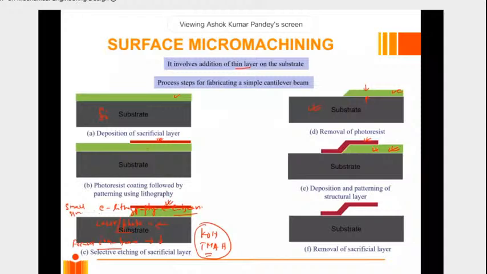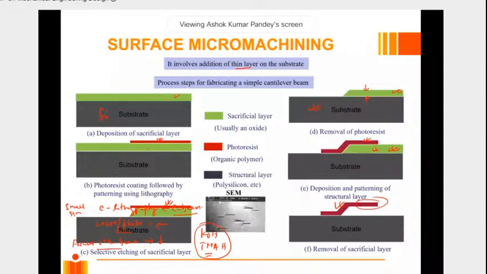Now while you go through these processes, what you really get is a suspended cantilever beam, right? Which looks something like this. Can you see that? Something like this. Now in this particular picture you can see some of the beams are straight as you designed, right? But some of the beams are bending upward.